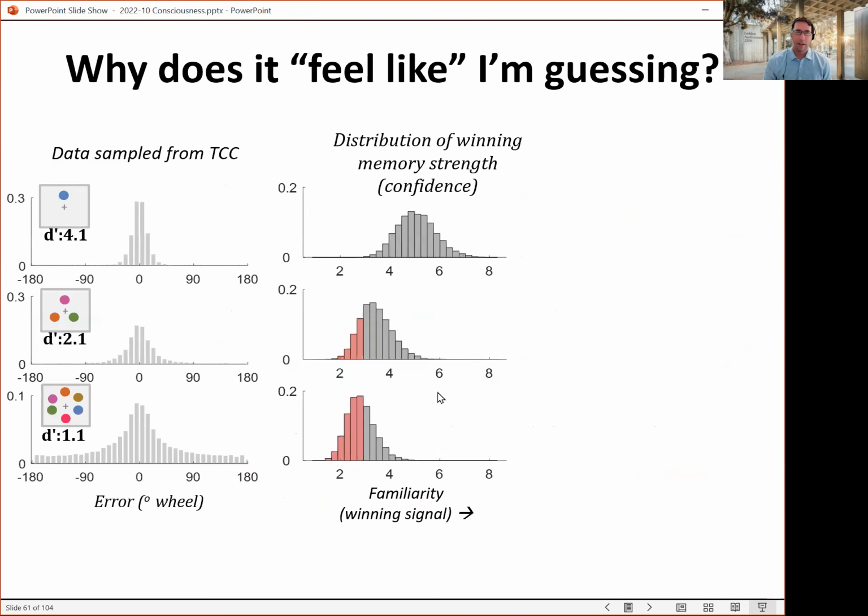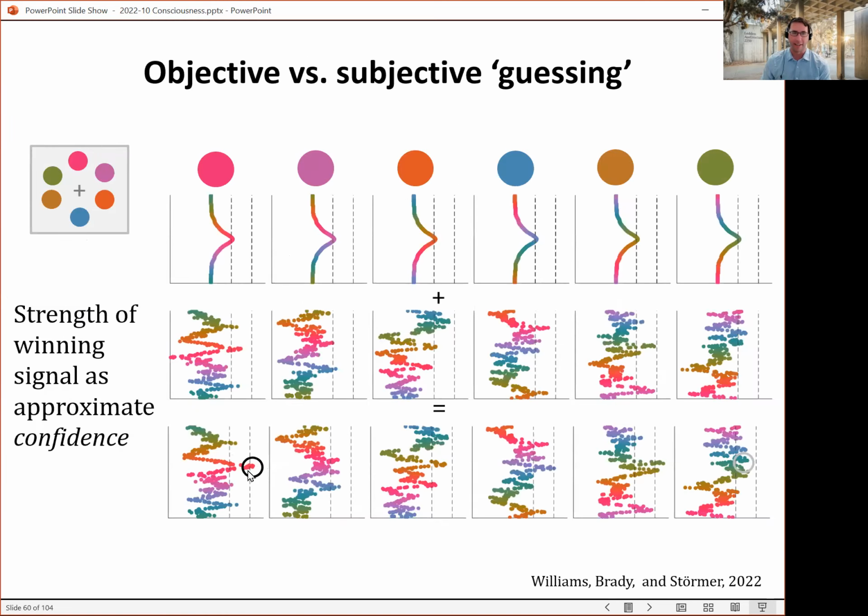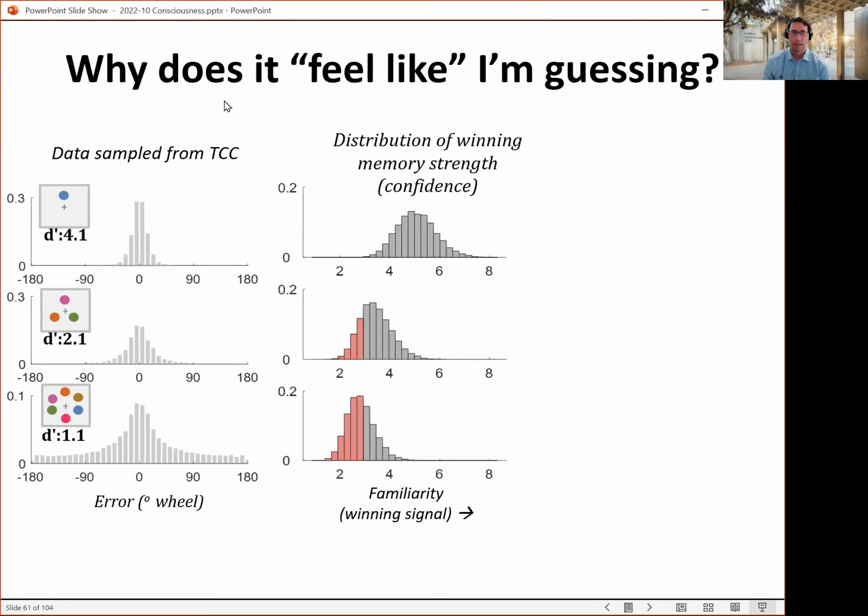And if you just ask in data sampled from our model, if you have a really strong memory signal like D prime 4, then on average, your memory signal that wins is going to be super high. They're all going to look like this. They're all going to have really strong signals when you only have one item and your D prime is really high. What I'm plotting here is the winning signal's strength.